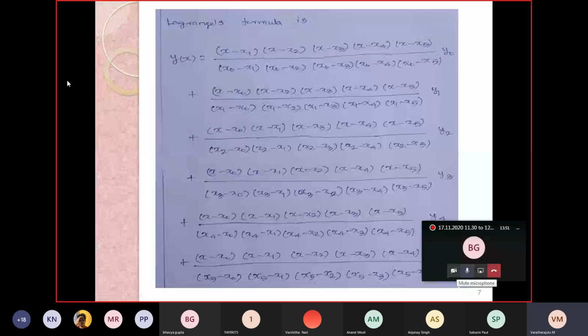Concerning this particular problem, we have our n is equal to 5. Therefore, extend your Lagrange interpolation till your y5. Please make a note. This is the application of the formula, that is, we have applied the respective values, that is x0, y0, x1, y1 till our x5 and y5.